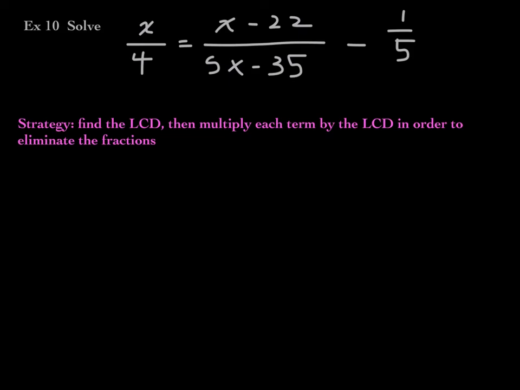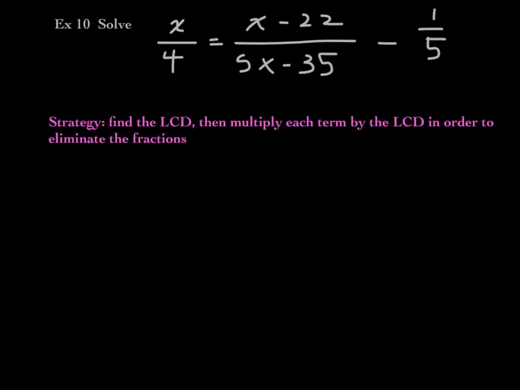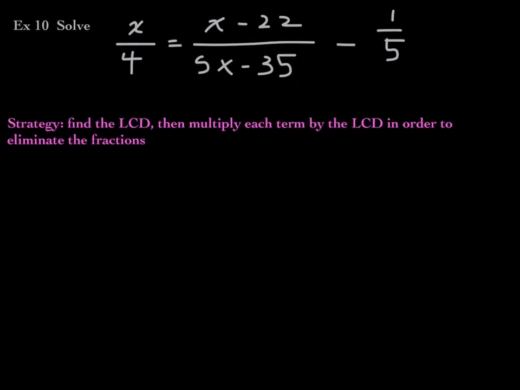That's not what we're doing here. Yes, we're finding the LCD, but then we're going to multiply each term by the LCD. This part here is not what we did earlier. So that's what we're doing when we're solving a rational equation. So just be careful about being clear about what our strategy is here.